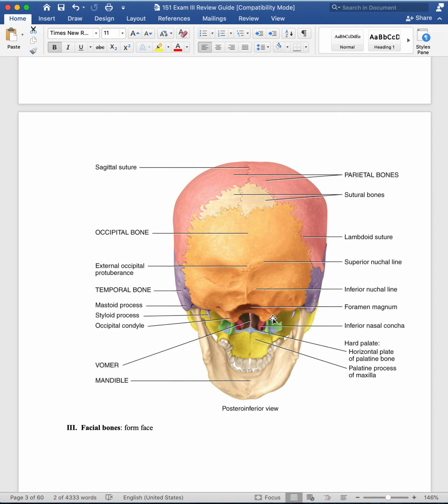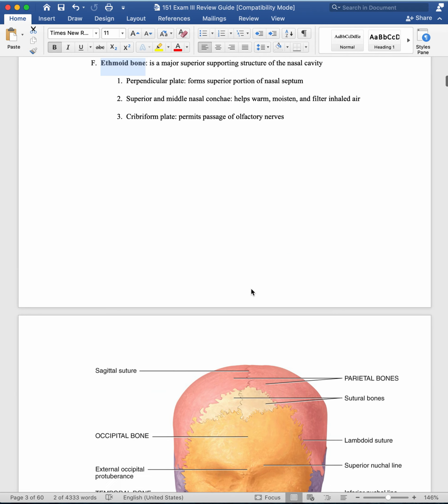Let's see, other notes of interest: foramen magnum, the very largest hole in the body, for example, that's found in the skull. So don't just know the names of the actual bones, but know the defining features, like the sutures, for example, where you might find particular processes, etc.